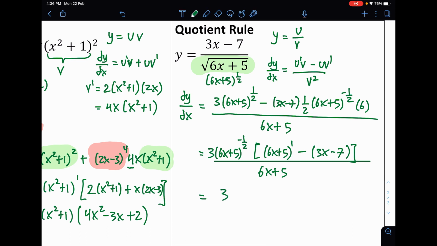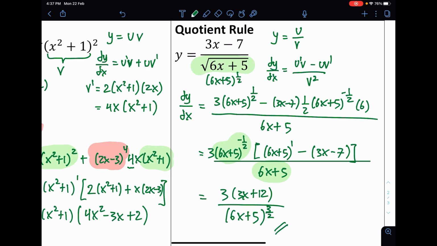Alright, so the bracket 6x minus 3x, that will be 3x. 5 minus negative 7 is plus 12. And then well, this guy (6x + 5)^(-1/2), and there is a 6x + 5. I like to put them together. Shift this to the denominator. You are going to get (6x + 5) bracket power of 3/2. Again by indices. You can simplify further. This is a 3x + 12. You can factorize the 3. But yeah, that's pretty much it. For now, we can actually just leave it like this.